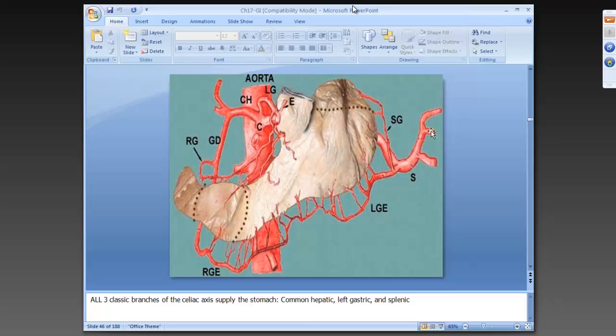This is the arterial supply of the stomach. You see all three classic branches of the celiac axis supply the stomach, with the common hepatic, left gastric, and splenic arteries involved. Why should you know these? Because sometimes if one of these blood vessels gets obstructed or compromised, you may have some pathologies associated with it, correct?